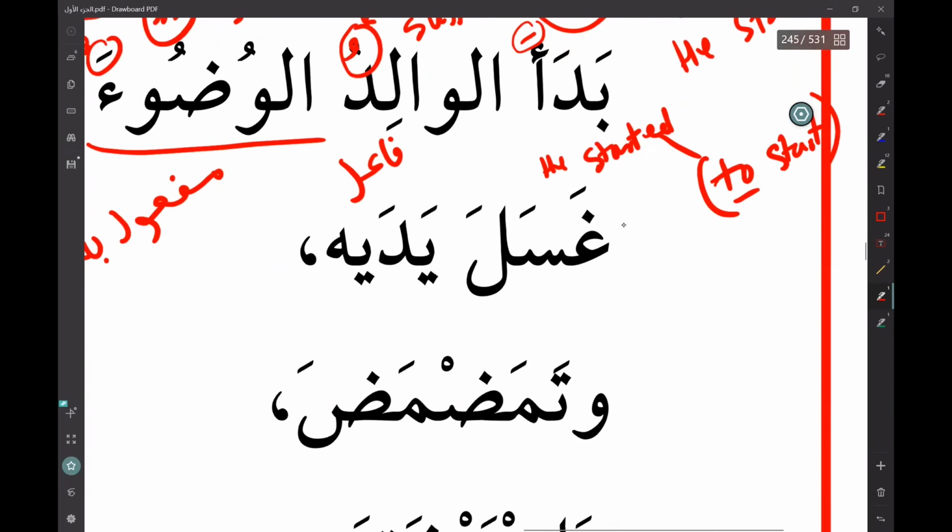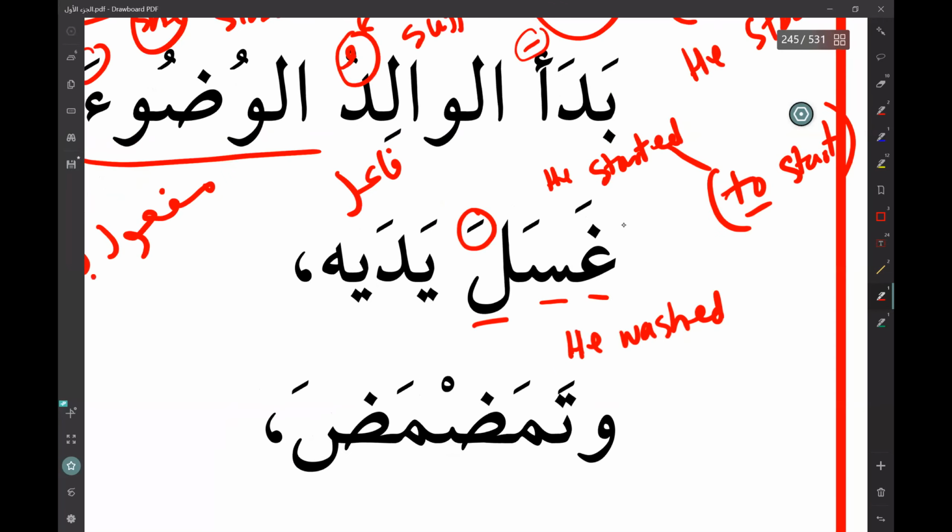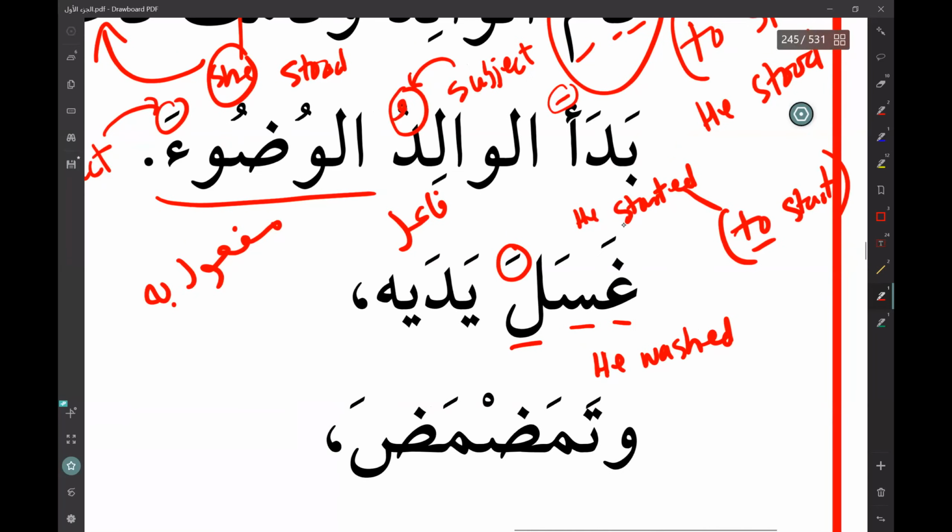Now here, more verbs. Ghasala, see same thing. We have three letters and the last one has a fatha. So you have to assume that this is a past tense verb. Ghasala is he washed. Ghasala is to wash. What did he wash? Ghasala yadayhi.